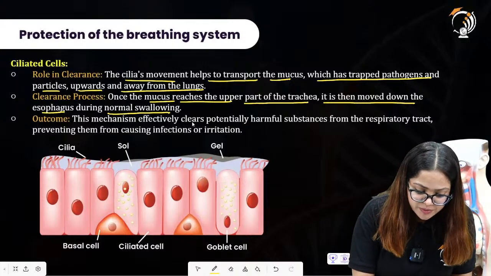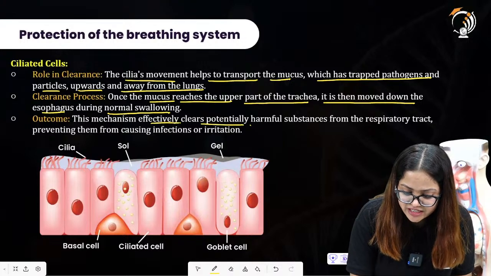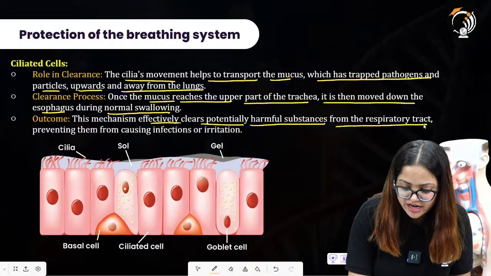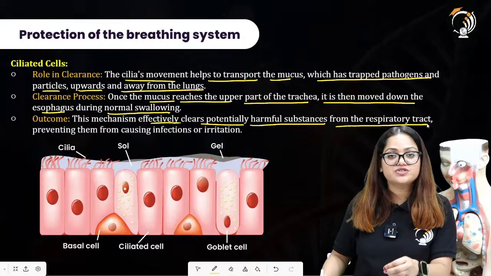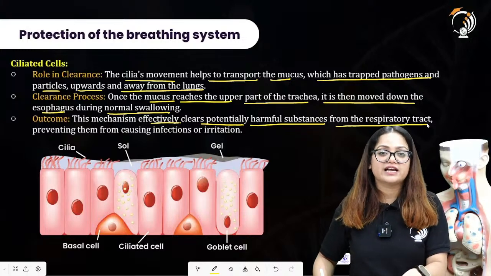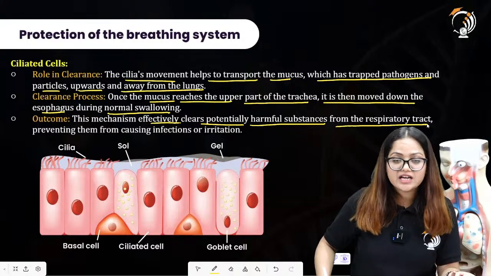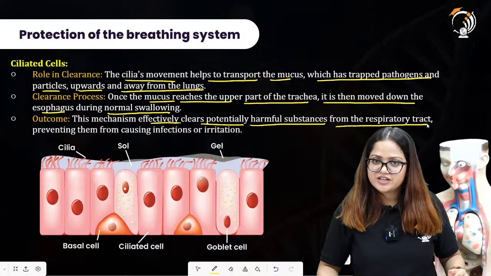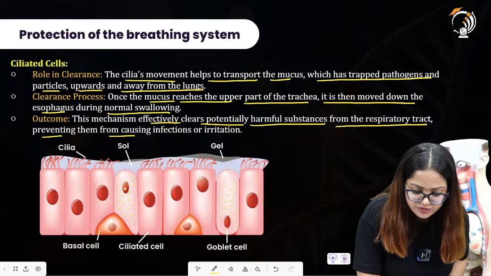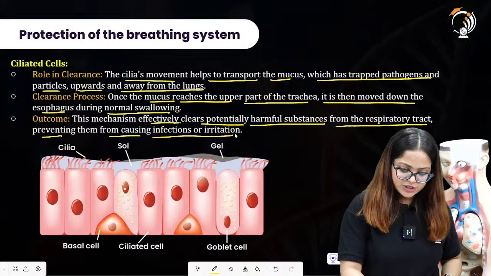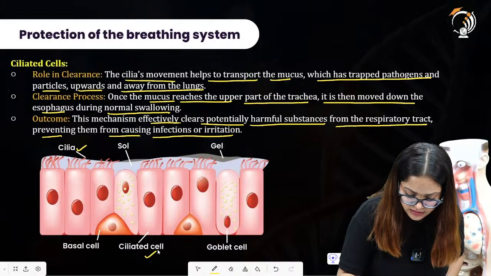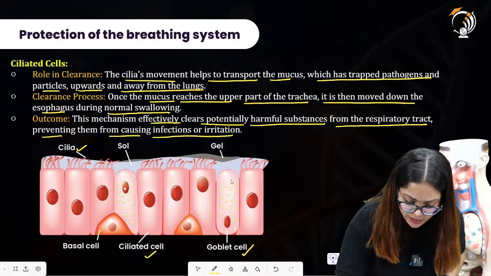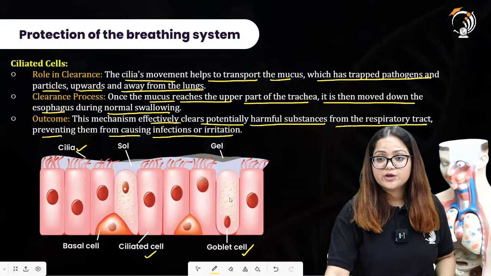What is the outcome? This mechanism effectively clears potentially harmful substances from the respiratory tract. So we have prevented these substances from entering our bloodstream and our alveolar sacs, and that's how we have prevented our breathing system from further infections or irritation. These are the ciliated cells. Goblet cells produce mucus. I hope this is clear.